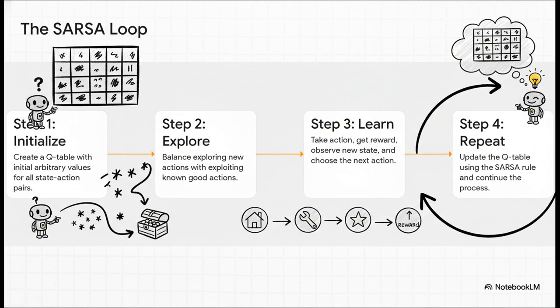Then the agent starts moving around, and it has to balance exploring new moves it's never tried with exploiting moves it already knows are pretty good. Every single time it moves, it grabs that 5-part SARSA experience and uses it to update its cheat sheet, making its guesses just a little bit better. And then it just does that again and again and again, getting smarter with every single cycle.